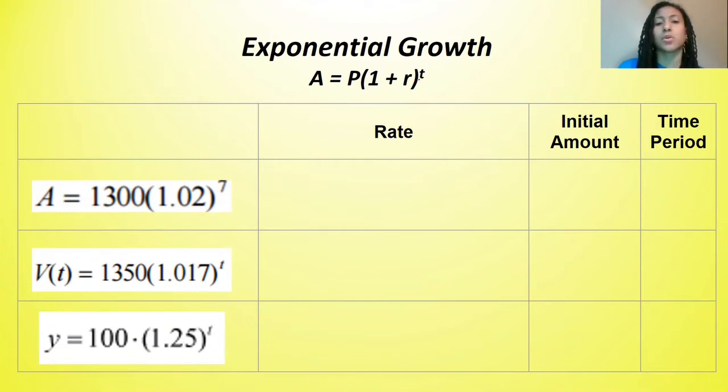All right, so remember with this also, if we're looking at exponential growth, our growth factor is going to be greater than 1. So that means the sum of these two pieces will always be greater than 1. So by just looking at these three questions, we know that it's exponential growth because 1.02 is greater than 1, 1.017 is greater than 1, and 1.25 is also greater than 1.